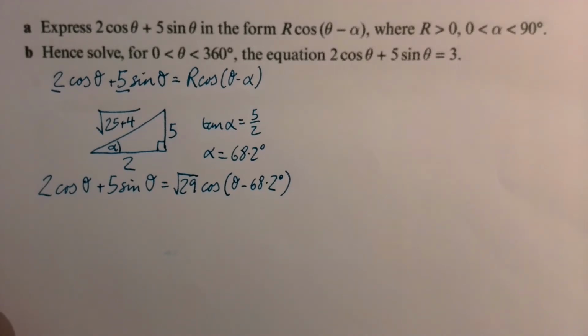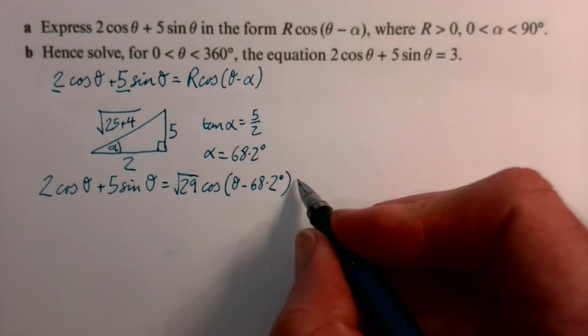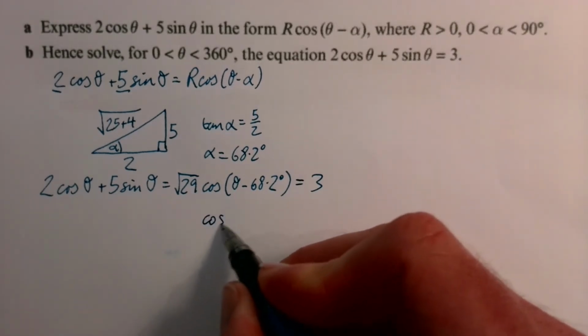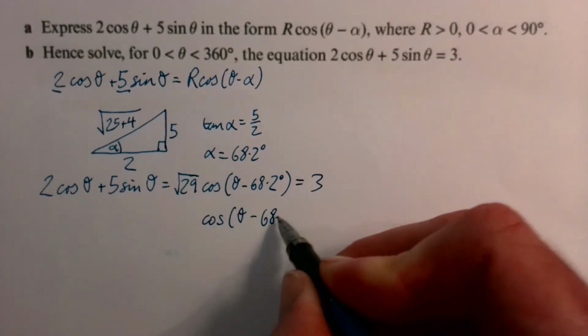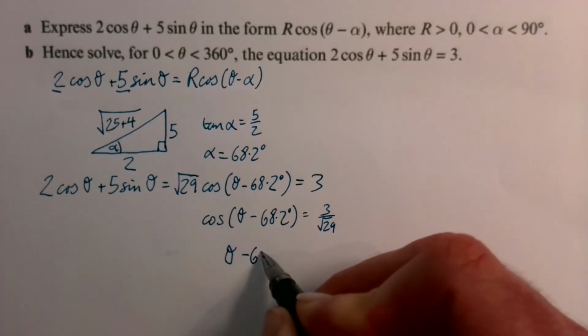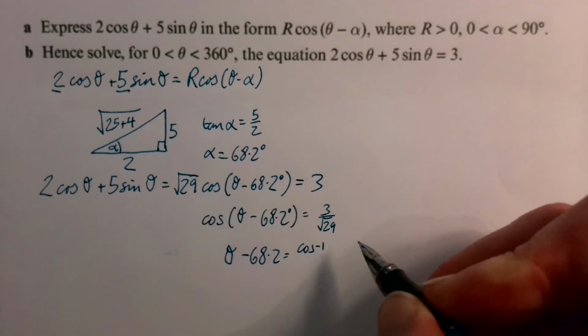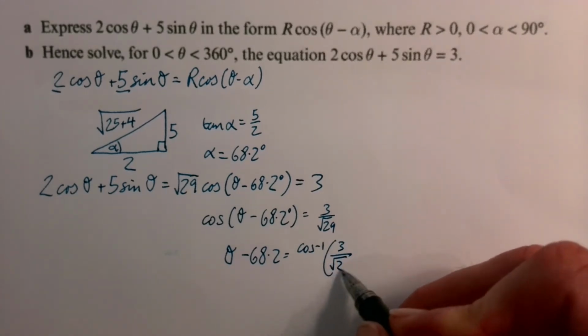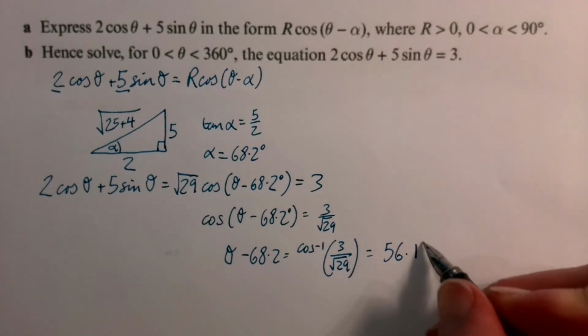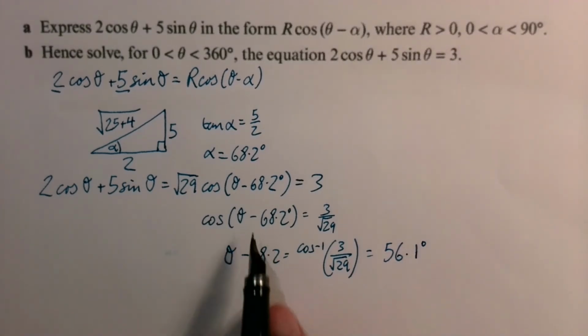So have a little pause, have a think about it. So this equation equaling 3 means we can say that this here equals 3. We can divide by root 29, which gives us cos theta take 68.2 degrees equals 3 over root 29. And that means that theta take 68.2 equals cos negative 1 of 3 over root 29. Now if we do that, in the calculator you get 56.1 degrees. Now you've got to be careful here, because this is a transformation of the graph. So you can't just add 68.2. You get one right answer, but not both of them.